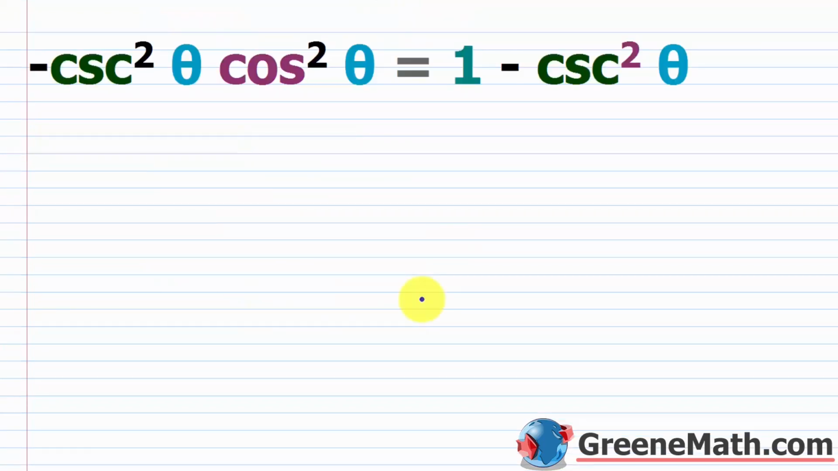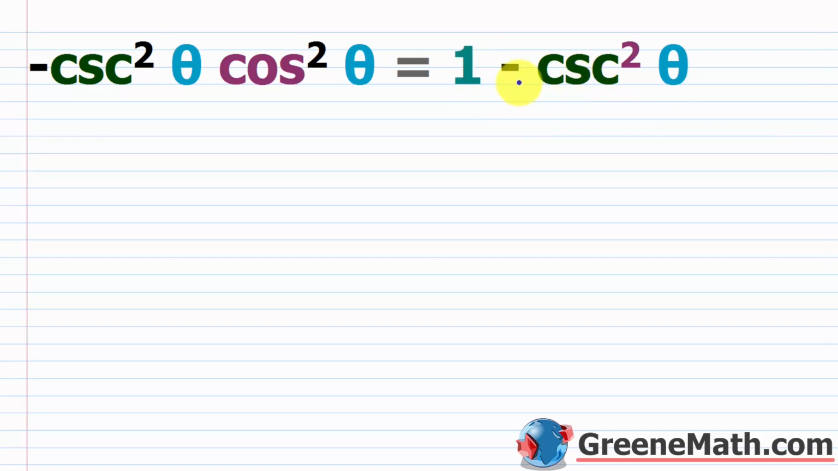All right, for the next one, we have the negative of cosecant squared theta times cosine squared theta is equal to 1 minus cosecant squared theta. So for this guy, you might be thinking that the right side is a bit more complicated. It looks kind of like the difference of squares, right? So it is, actually. You could factor that if you wanted to. But I'm not going to do that. I'm going to leave this side alone.